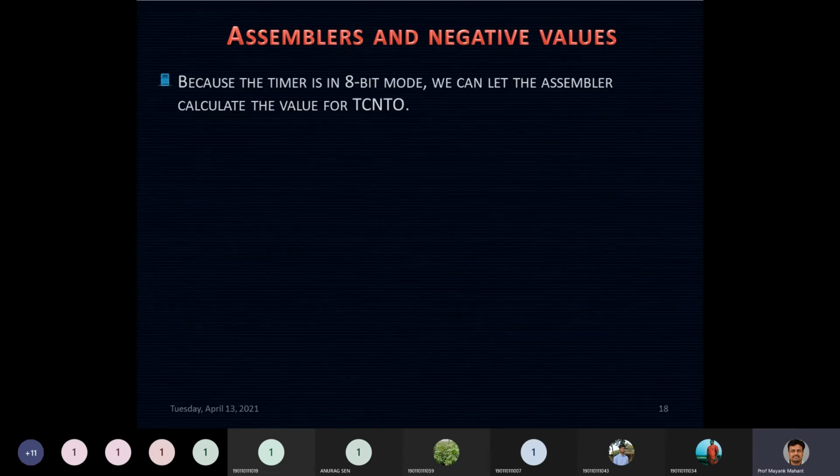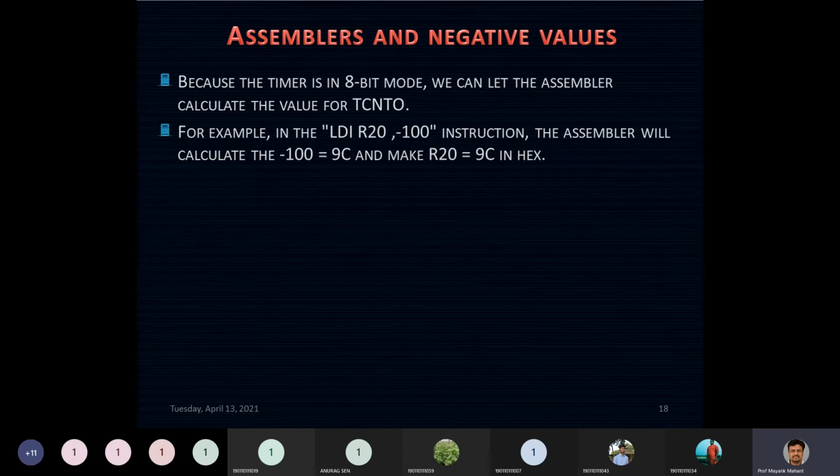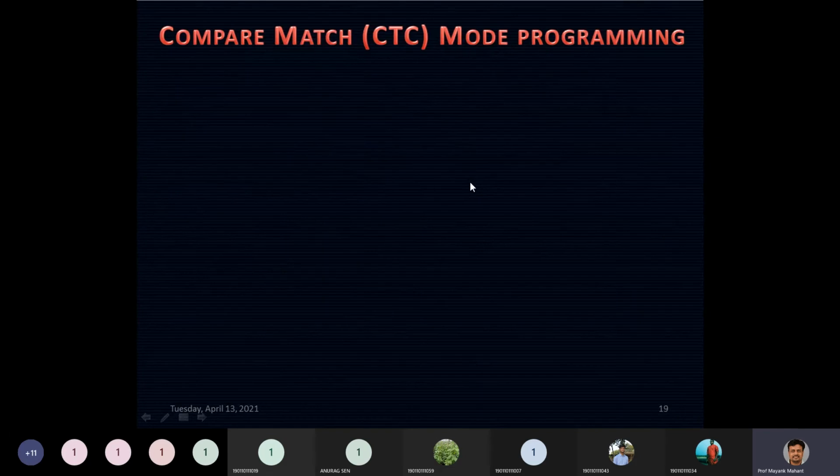Okay, there is an assembler which can help us to do that. So instead of doing the minus and all that, directly you can write LDI R20, minus of 100. Whatever we are doing manually on paper can also be done with the assembler directive. So if you want to load minus 100 cycles, you can write minus 100, and it will automatically calculate 9C. So the 9C value must be loaded in your TCNT, and this will make your task a little bit easier.